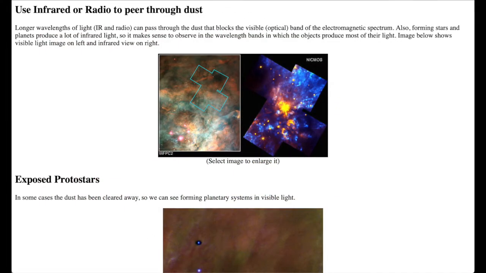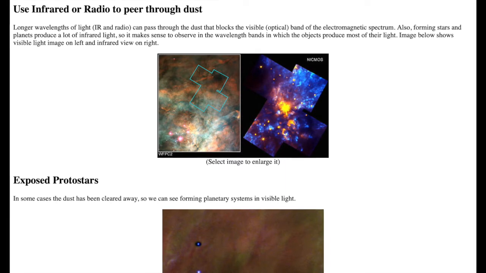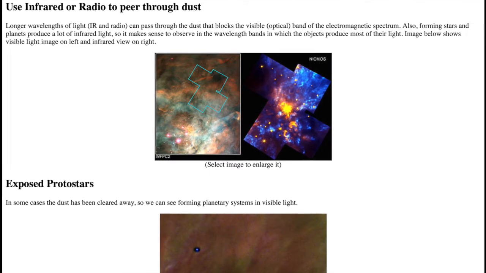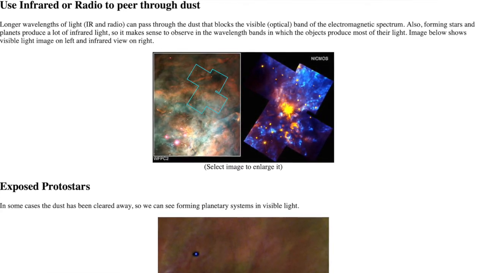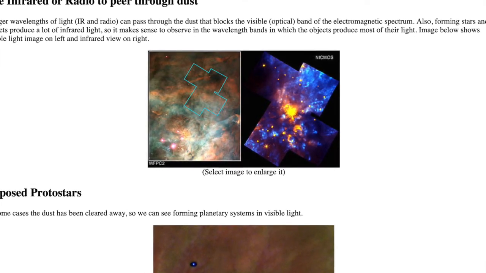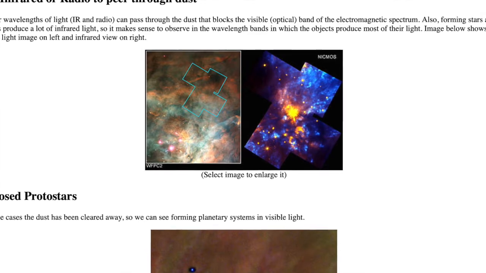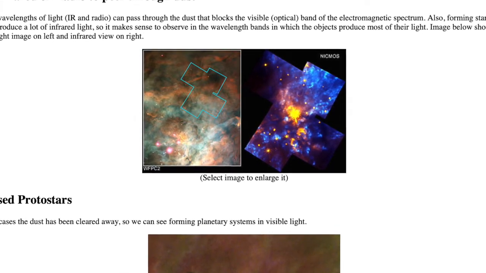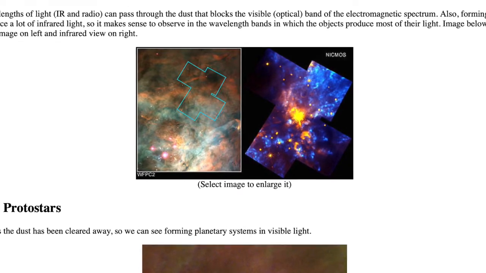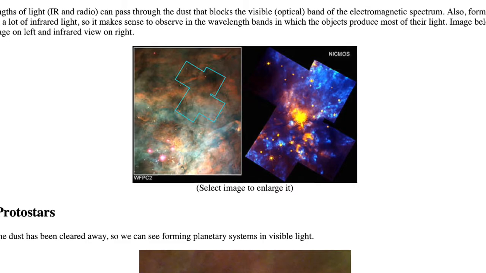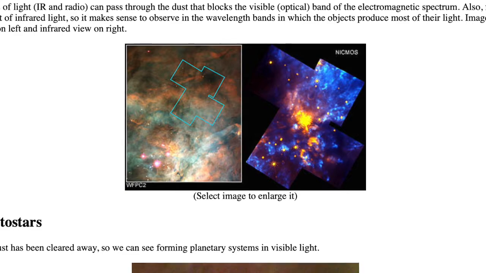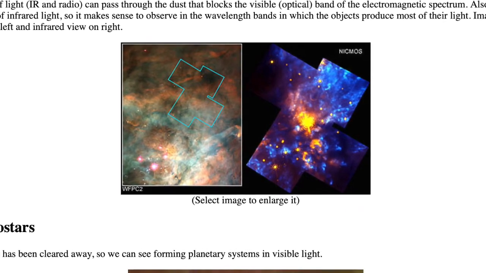Star and planet formation often occurs within a thick cocoon of dust that blocks our view, so we need to use infrared and millimeter radio waves, submillimeter radio waves, to peer through the dust. Longer wavelengths of light, that is infrared, microwave, and longer radio, can pass through the dust that blocks the visible, the optical, band of the electromagnetic spectrum. Also, forming stars and planets produce a lot of infrared light, so it makes sense to observe in the wavelength bands in which the objects produce most of their light.